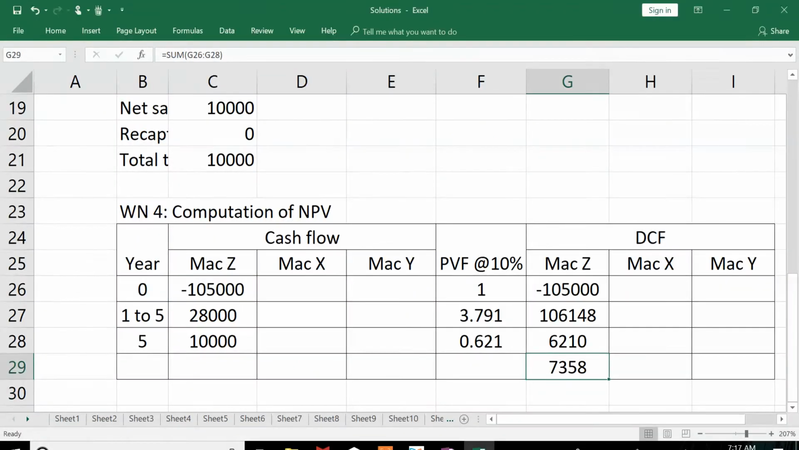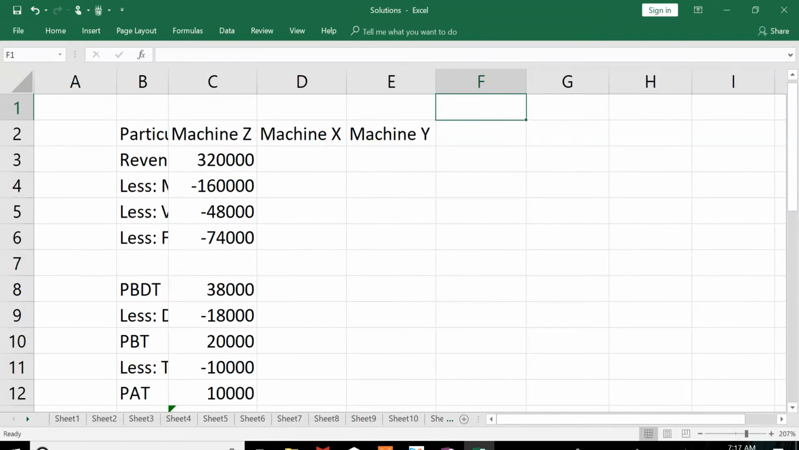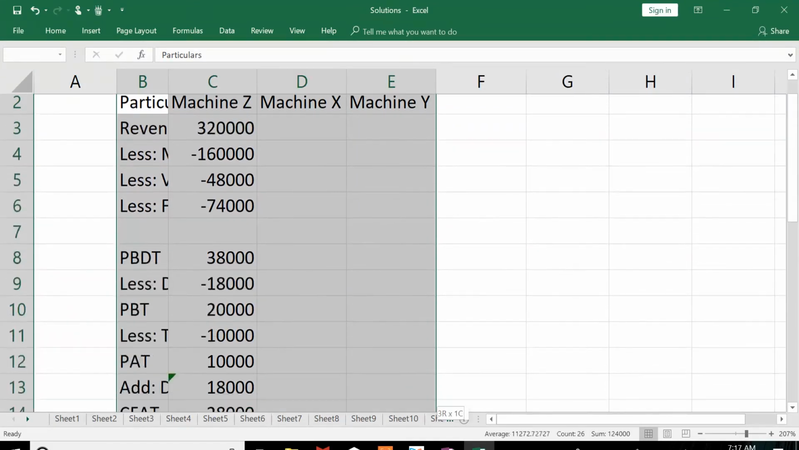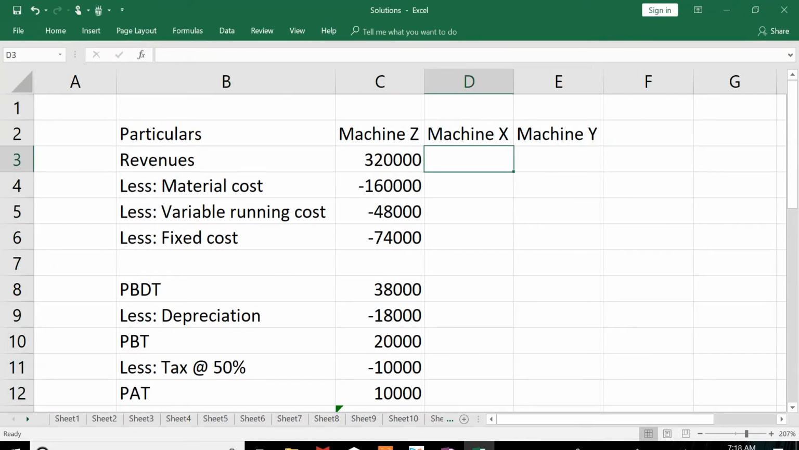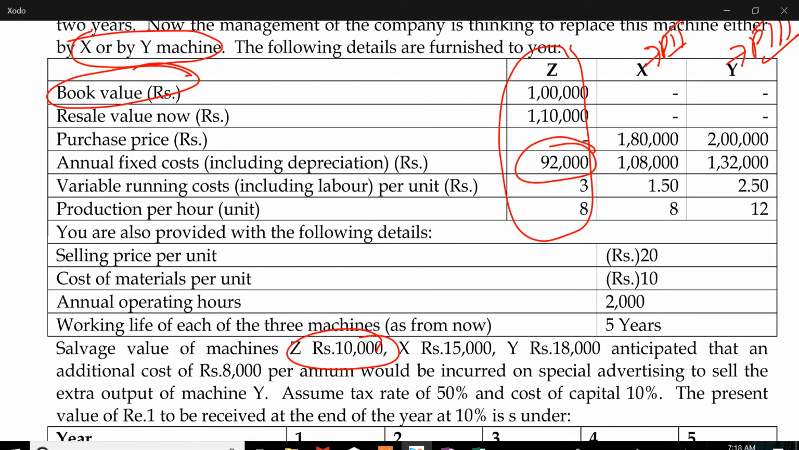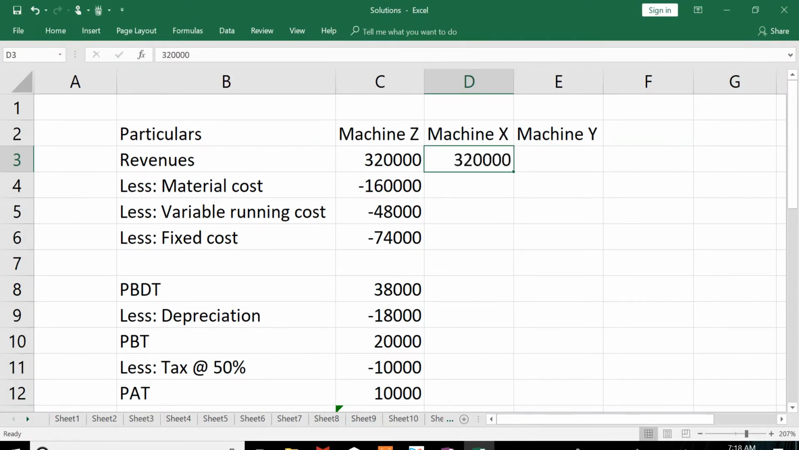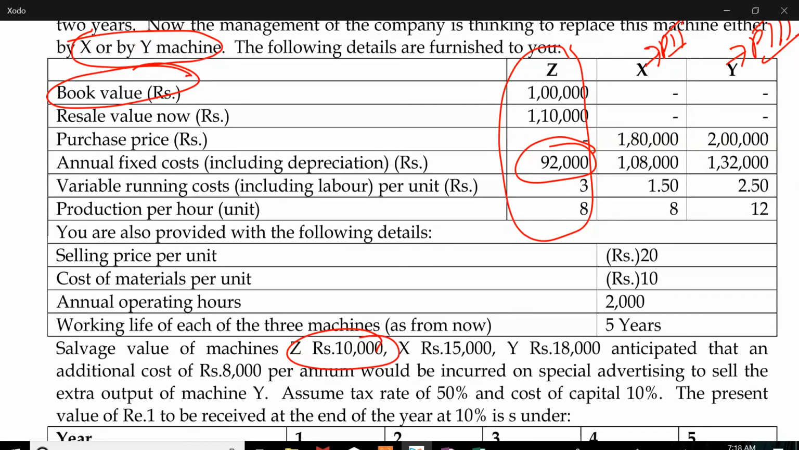Next, let's go to step 2, which is your in-between flows. The format is already there, I just need to put in figures. What will be the revenues of machine X? Same 3,20,000. 2,000 into 8 into 20, that is 320. Material also 160.